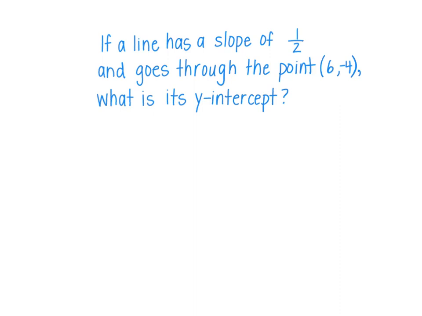If a line has a slope of 1 over 2 and goes through the point 6, -4, what is its y-intercept? To use algebra to find our y-intercept, we need to begin with the equation y equals mx plus b. We know that the m in this equation is the slope, and we have been given this value of 1 over 2. We also know that an ordered pair is made up of an x value and a y value.